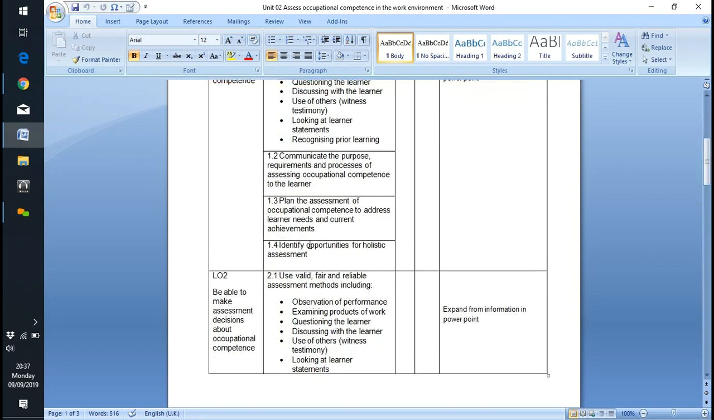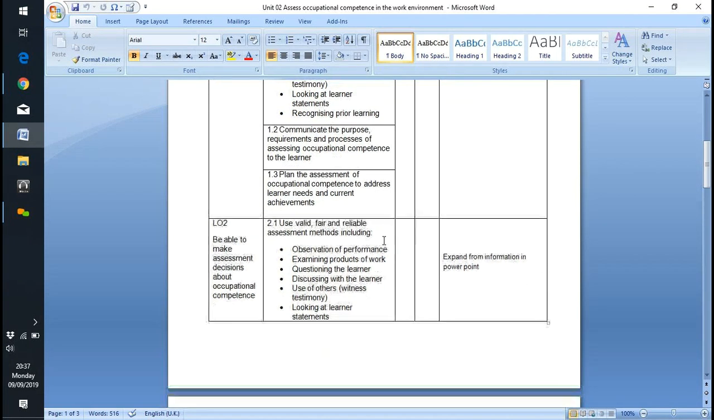The next one, of course, precludes what I've said: identify opportunities for holistic assessment. Also, quite often something else will crop up while you're there that will cover part of another unit which you haven't actually planned for, but you can put that as an amendment to your plan after the event, basically.